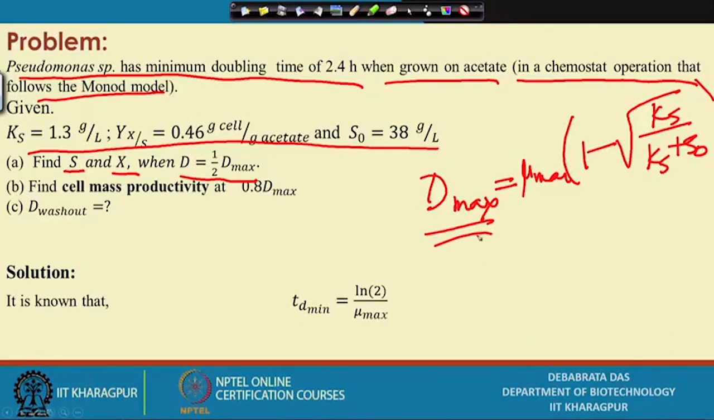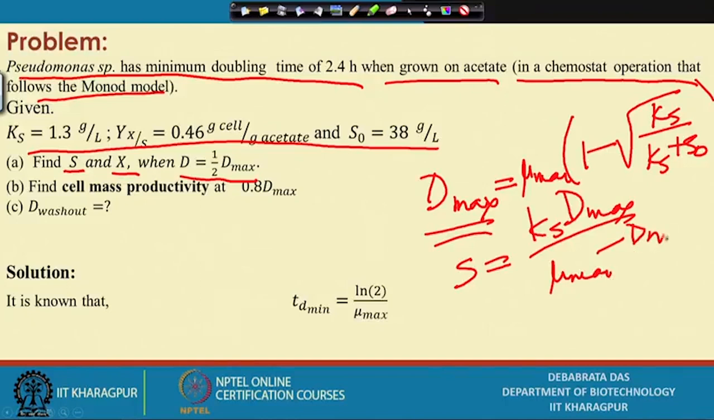Once we know that, we can find out the value of S. S is what? K_s into D max, divided by mu max minus D max, am I right? So, we can find out the S value, and once we know that, we can find out the X value.